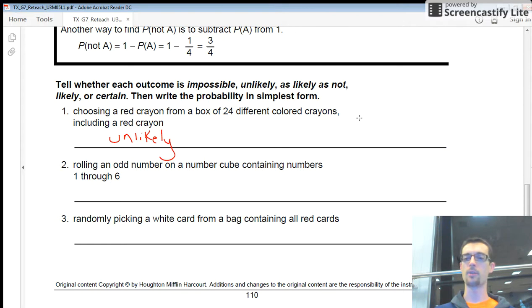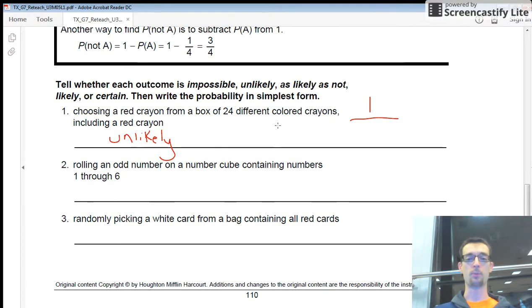So we'll find our probability. Probability is a fraction. So I'm going to draw my fraction bar. And the numerator is the number of things you want, the number of ways you could get what you want. All right, I want a red crayon. How many red crayons are there that I could get? Well, there's just one. So that's my numerator.